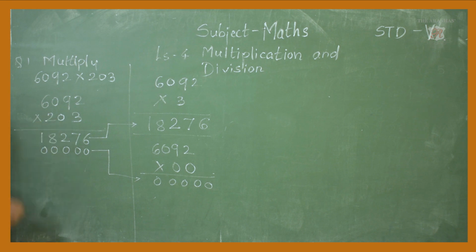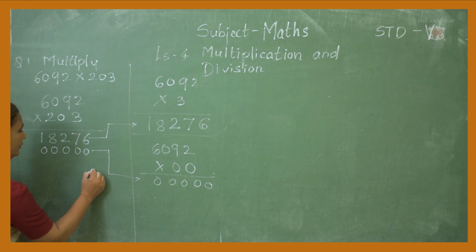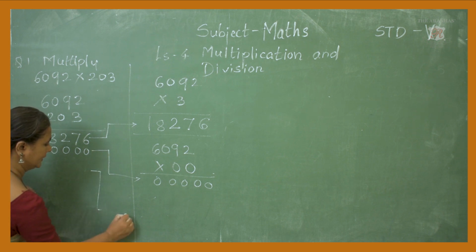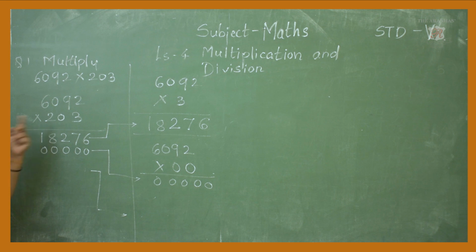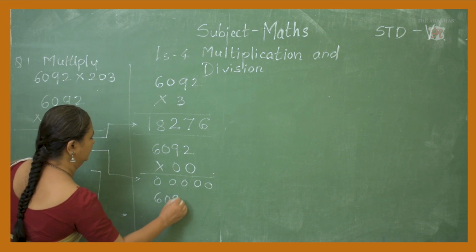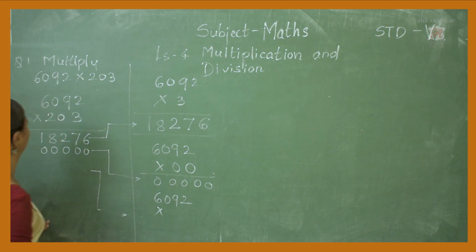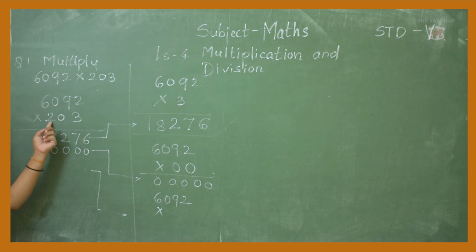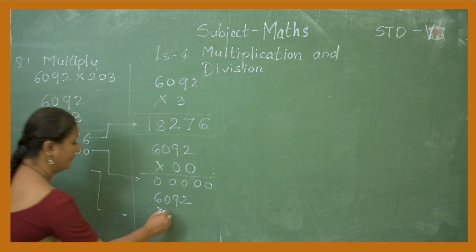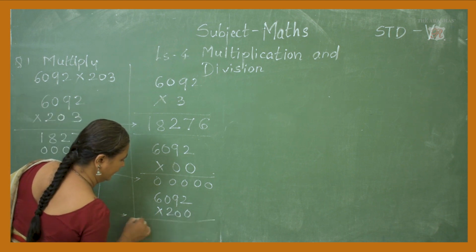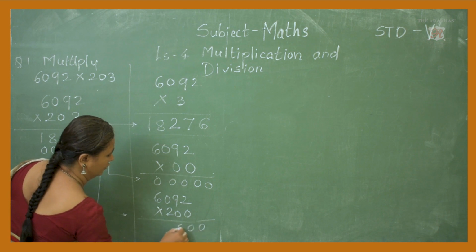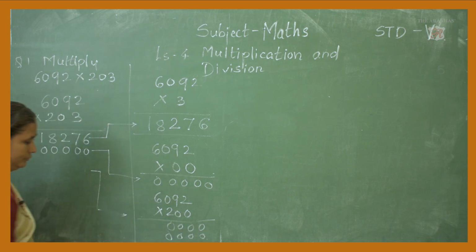Okay. Now what is the number here now? Left 2. Here we have to write the answer for the number 2. Then 6092 into 2. But 2 is in which place? 100 place. So we have to multiply by 100. Okay. So again 0 0 0 0. This was 0 0 0 0 0. Isn't it?